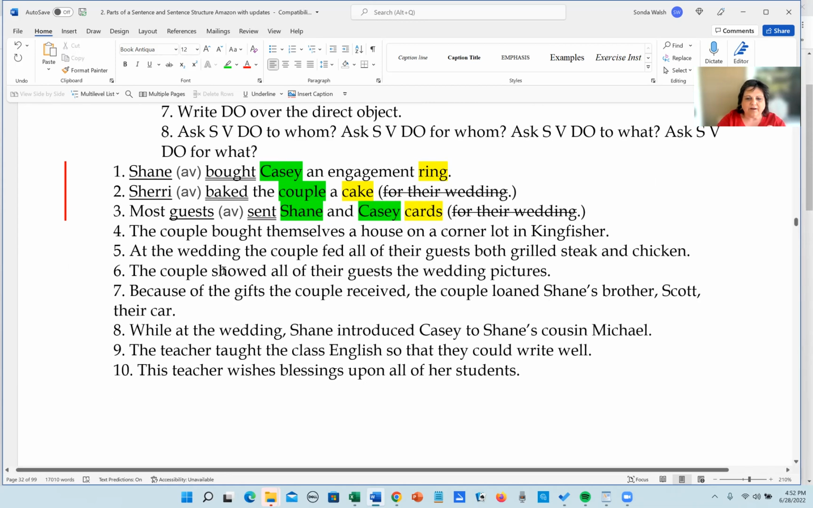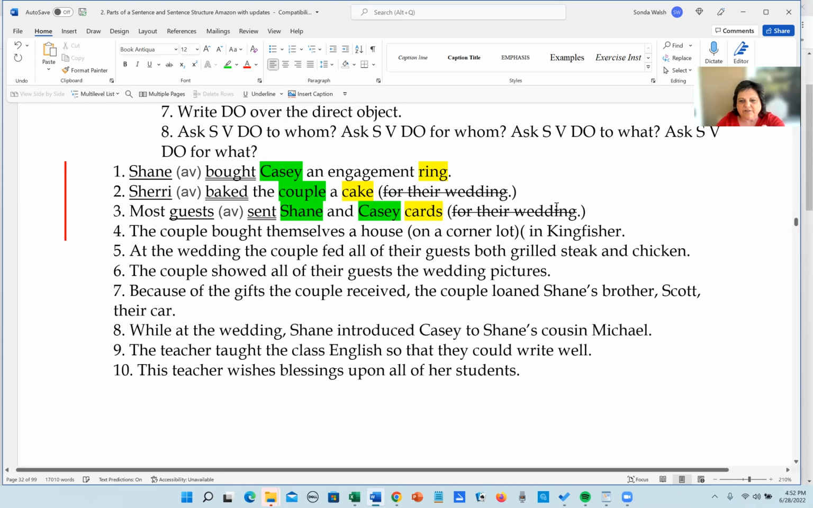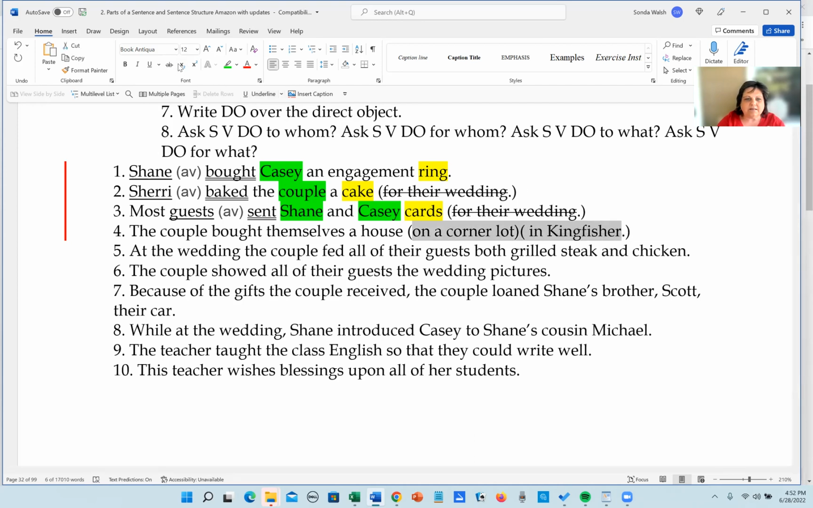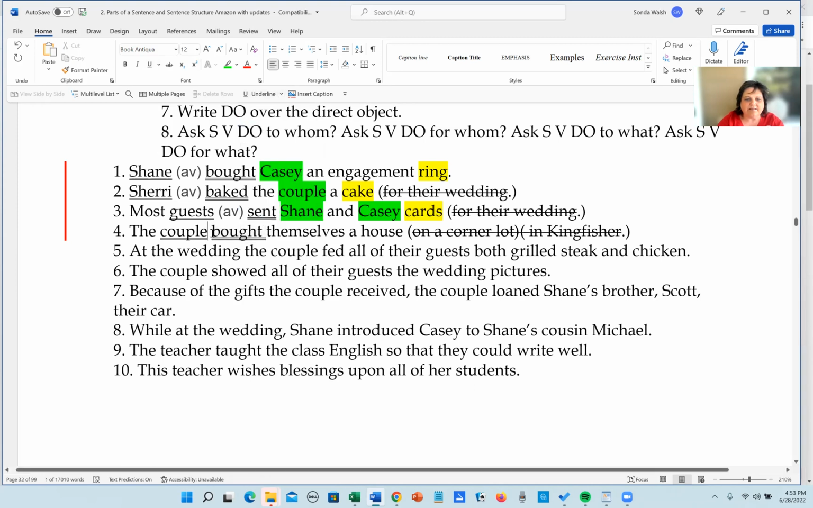All right, number 4. Let's find our prepositional phrase. On a corner lot is a prepositional phrase, and in Kingfisher is a prepositional phrase. I'm going to mark those completely through. Okay, then we find our subject. Couple is our subject. Underline that one time. What did the couple do? The action verb is bought. So underline that too. We know bought is an action verb.